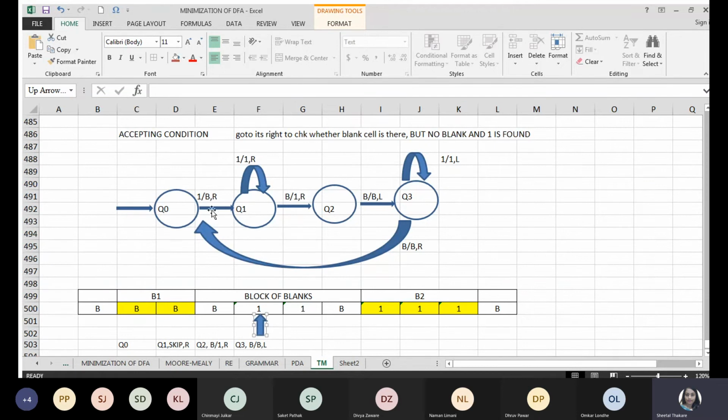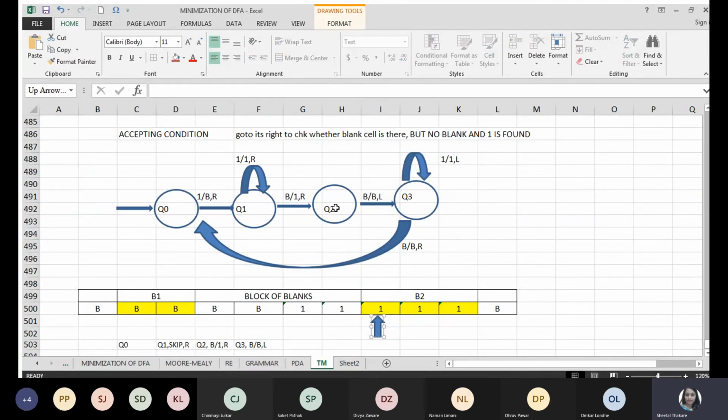You are in Q0. In Q0, when you encounter 1, pick it. So this becomes E. Move to R. In Q1, when you encounter 1, skip it and move to R. In Q1, when you encounter B, replace it with 1 and move to R.